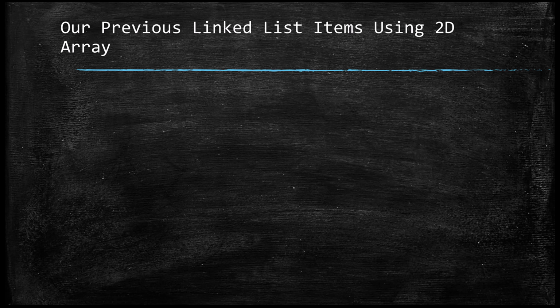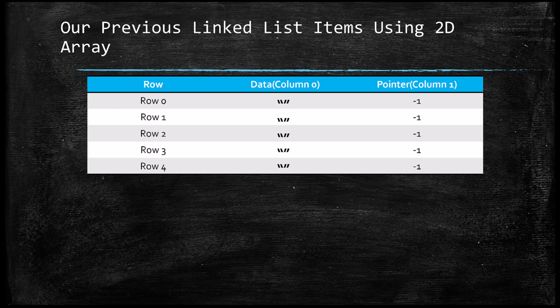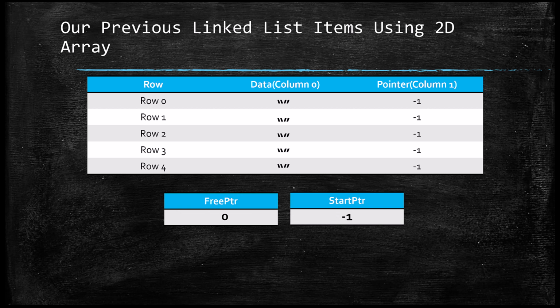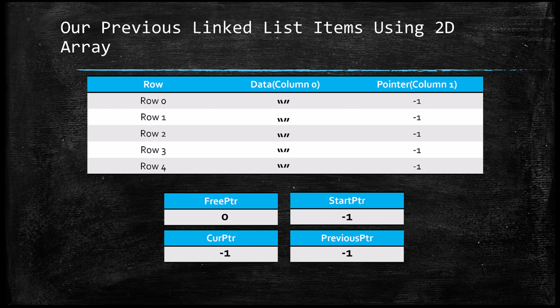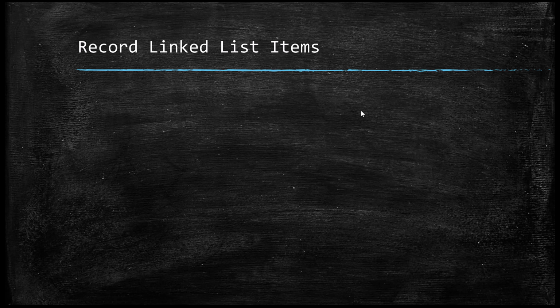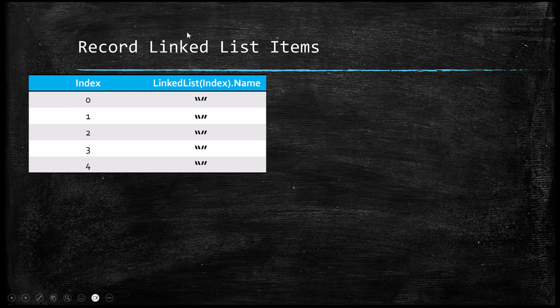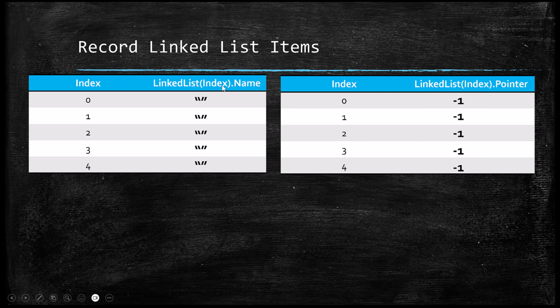Here's our previous linked list items using a 2D array. We had rows and we had columns. We had a free pointer, a start pointer, a current pointer, and a previous pointer. That's what we had previously. It was the columns that held the name, and then column 1 that held the pointer. This time, because we've created a custom data type, we're going to have one index deal with the name, but that same index also deal with the pointer, and we access it using a dot. So I'll do linked list, whatever index I'm working with, dot name, and I'll be able to update it. Linked list index dot pointer, I'll be able to update it.